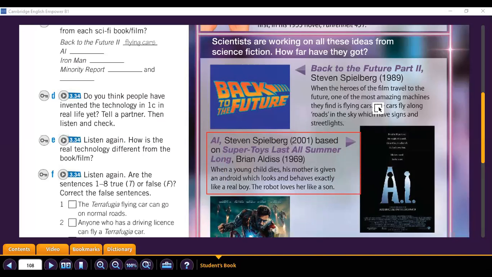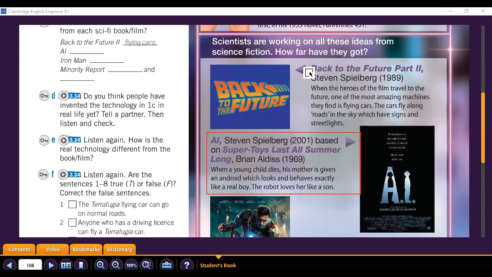Si ustedes vieron la película, ustedes van a recordar los carros voladores, right? The flying cars, which were flying along roads in the skies with some signs and even street lights. Sí, también tenían street lights. Los luces, ¿no es cierto? De, ¿cómo se llaman? Semáforos.